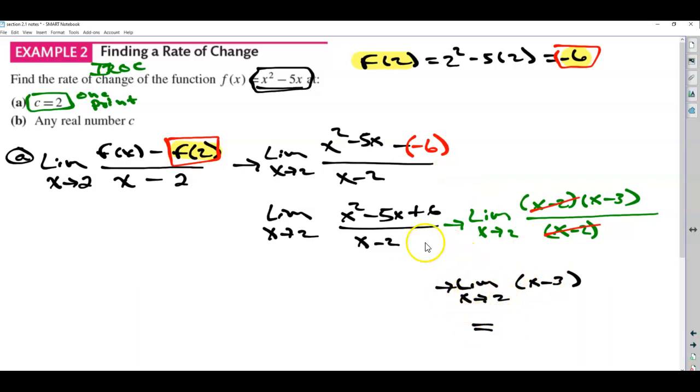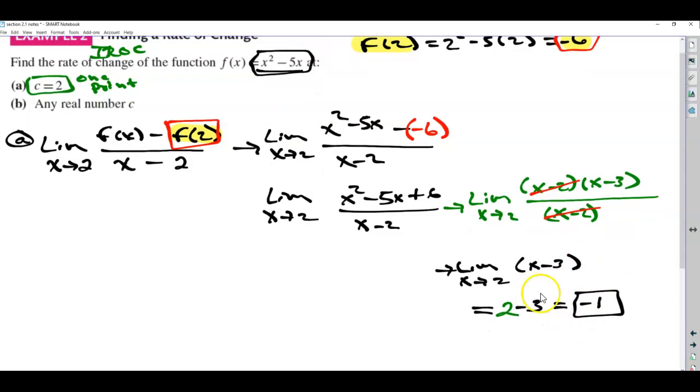Now, watch, I wrote the limit as x goes to 2 for every step until right here. I'm going to actually use that. I'm going to plug in 2 to the limit, the equation, and my answer ends up being negative 1. So, what did we just find? We just found the derivative. Watch my notation. f prime when x is 2, the slope is negative 1. So this is saying the slope of the function when x is 2 is negative 1.